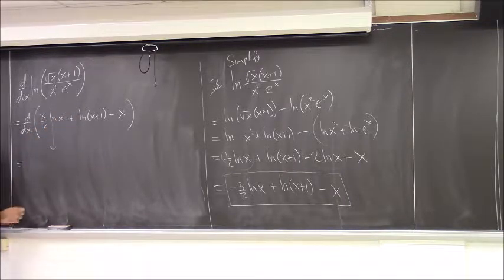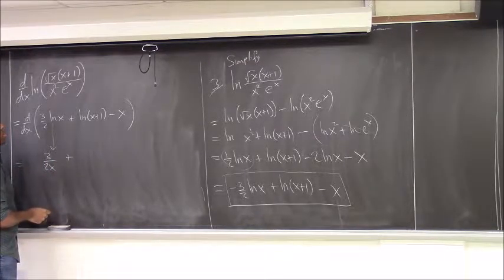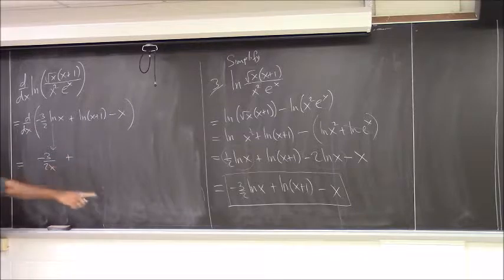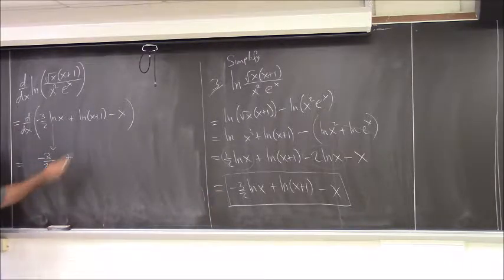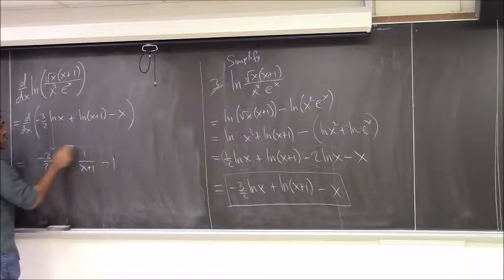How do you differentiate this guy? Ln of x, the derivative of that is 1 over x, and you leave the constant alone. That's a constant factor. So that's just 1 over 2x. It's not plus, it's negative. It's negative 3 halves. Oh, negative 3 halves, okay. Because I'm like, where did the negative 3 go? Okay, so now the derivative of that: 1 over x plus 1, times the derivative, which is 1. The derivative of that is minus 1. So that's your answer.